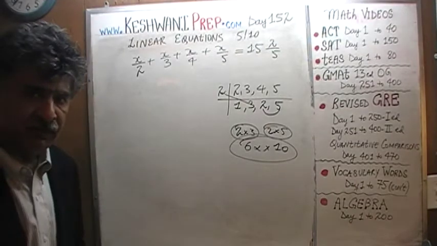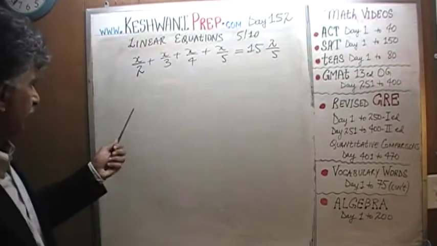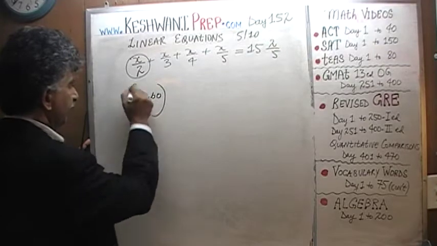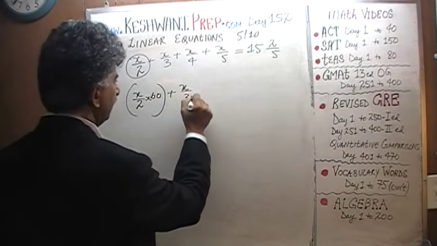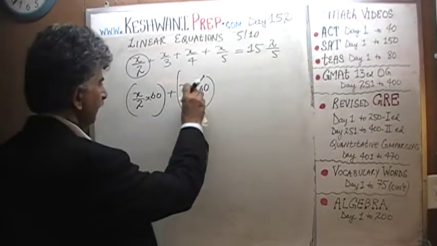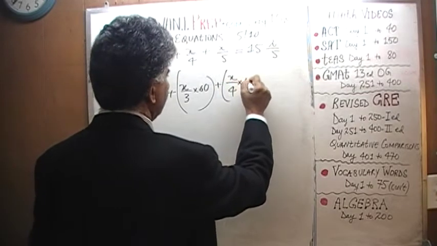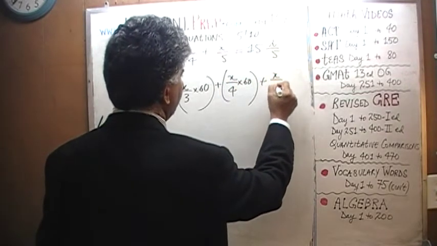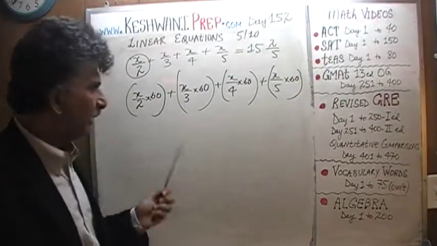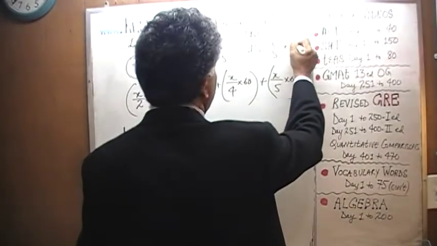So we're going to multiply this entire equation by 60. I'm going to do it here. So we take the first term, x over 2 times 60, plus x over 3 times 60, plus x over 4 times 60, plus x over 5 times 60. And all of that has to equal that. And since we multiplied all of this by 60, we need to multiply that quantity by 60.